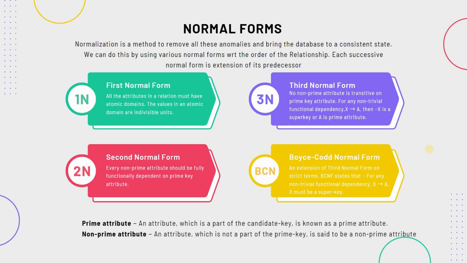Boyce-Codd normal form or BCNF is an extension of third normal form with a stricter paradigm. Here the non-prime attribute must be a super key.